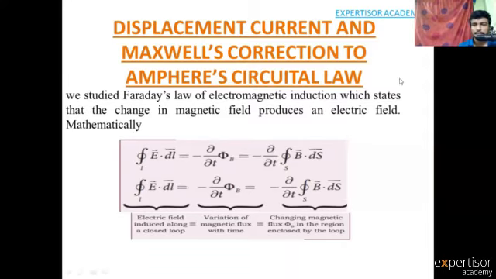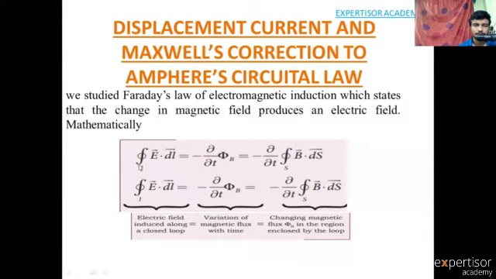Here, we'll discuss Faraday's law of induction and its different ways. We studied Faraday's law of electromagnetic induction, which states that a change in magnetic field produces an electric field mathematically.